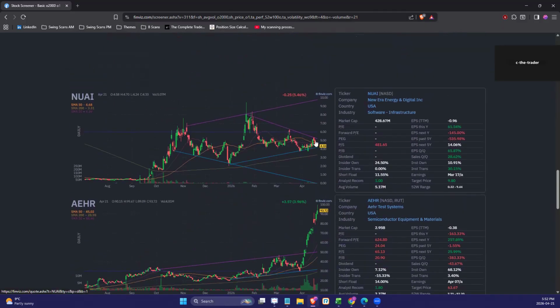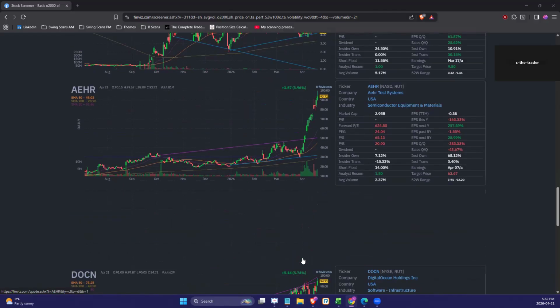Okay, new AI. This one is trying to coil. It's interesting, even though I'm pretty sure it's a bullshit company. The chart is still interesting because it's trying to coil and it's already broken out hard once, twice. So we'll see if it can go a third.